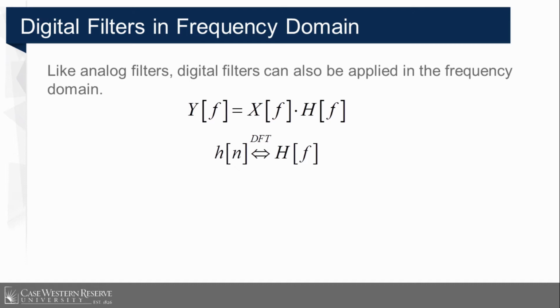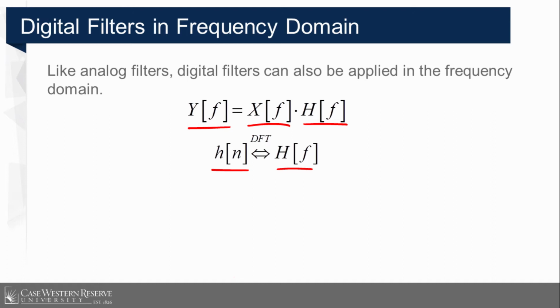So if we're looking at the frequency domain, we see that we have here the frequency domain of our input signal. Here we have the discrete Fourier transform of our impulse response. So here, capital H of f is simply the DFT of our impulse response of this digital filter. And if we multiply these two, then we get our outputs, again in the frequency domain.